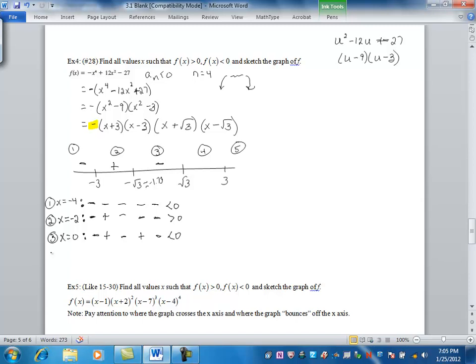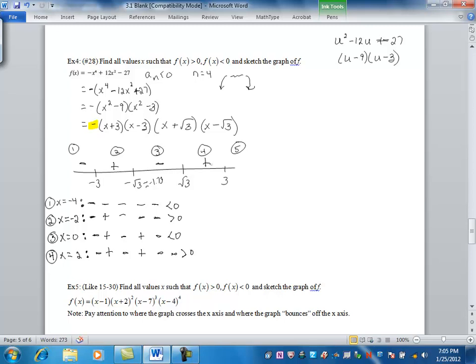And then we look here at region 4. Well, let's see. We've got x equal, I don't know, how about x equal 2? We know we've got the negative in front. 2 plus 3, that's a positive. 2 minus 3 is a negative. 2 plus root 3 is a positive, and 2 minus root 3, that is a negative. So let's see here. 4 negatives times 2 positives, that's going to be greater than 0.